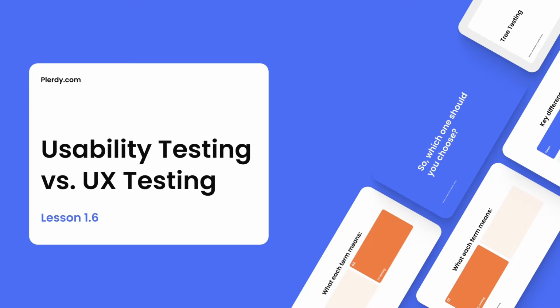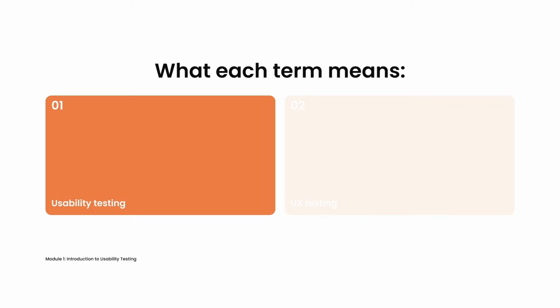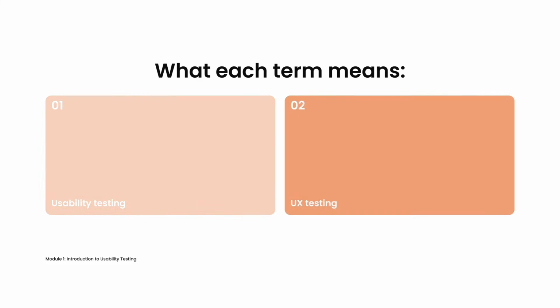Today, we're going to explore the differences between usability testing and UX testing. Ready to get started? Let's go. First, let's clarify what each term means. Usability testing focuses on how easy it is for users to complete tasks and interact with a website, assessing aspects like learnability, efficiency, and satisfaction.